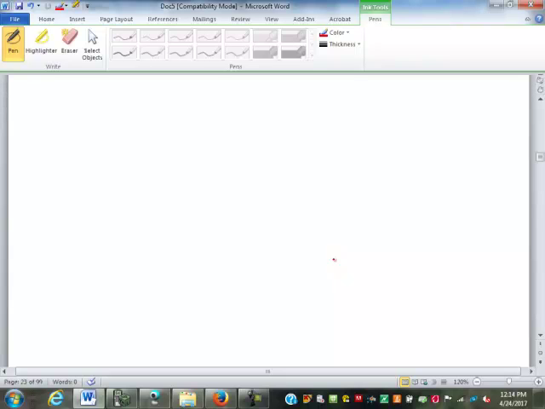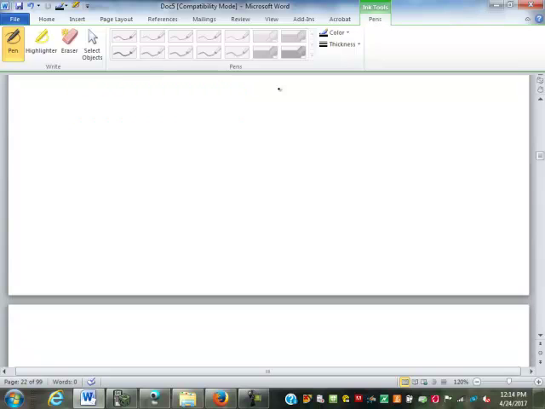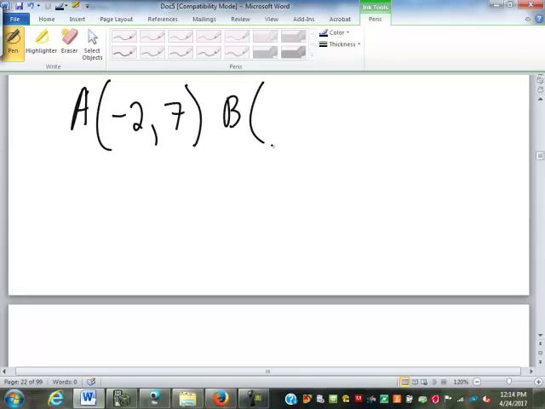Now, unfortunately, there isn't a good way to do finding another endpoint. Well, there is, but you never get a single solution. Let's say that we have one point here. Point A is at -2, 7. Point B is unknown, but we know that it is 17 units away. To make this work, we have to know one of the coordinates of B. Otherwise, there's just too many possibilities.